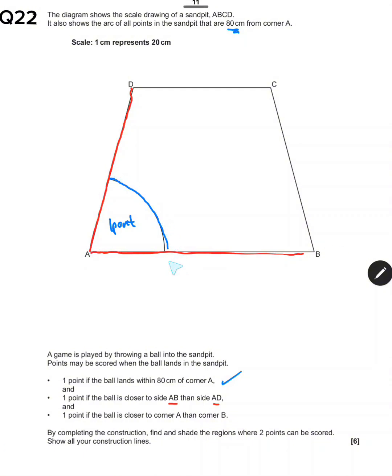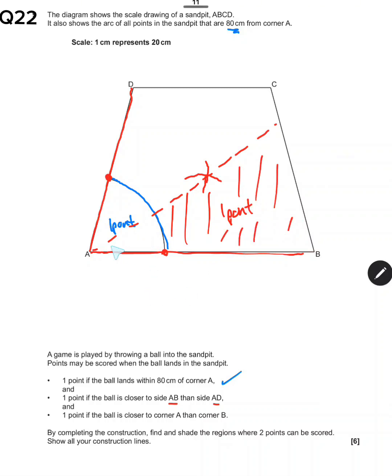I'm going to use this arc that's already drawn. You're going to put your compass point here and draw an arc around it. You're then going to move your compass point to here without changing the compass and draw an arc around that. And if we connect that crossover zone there, we've cut the angle in half. I'm sorry, that's a bit rough doing it on a device. And it says you get 1 point if the ball is closer to AB than AD. So all of this zone will be 1 point.